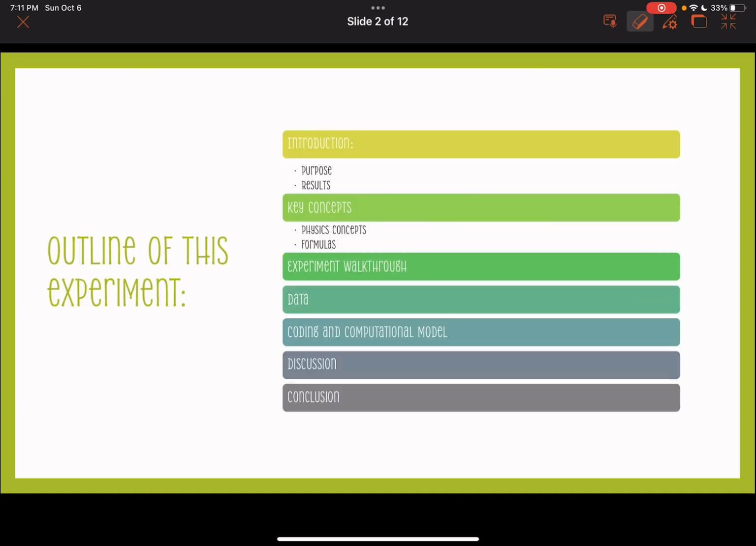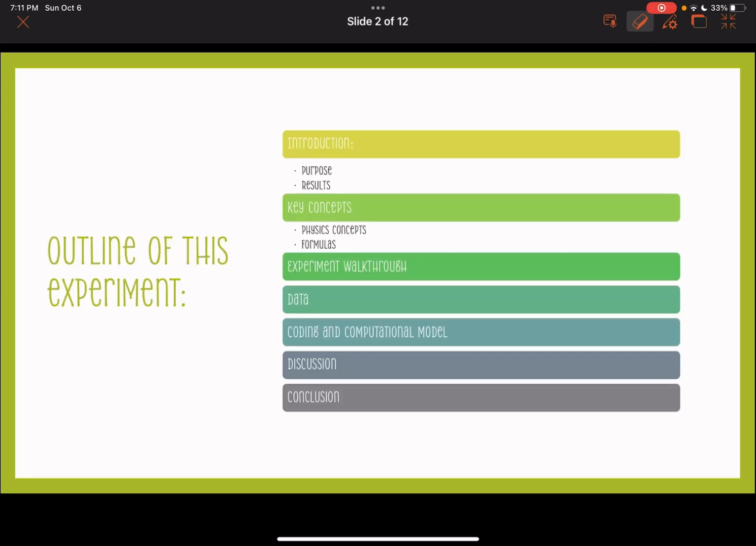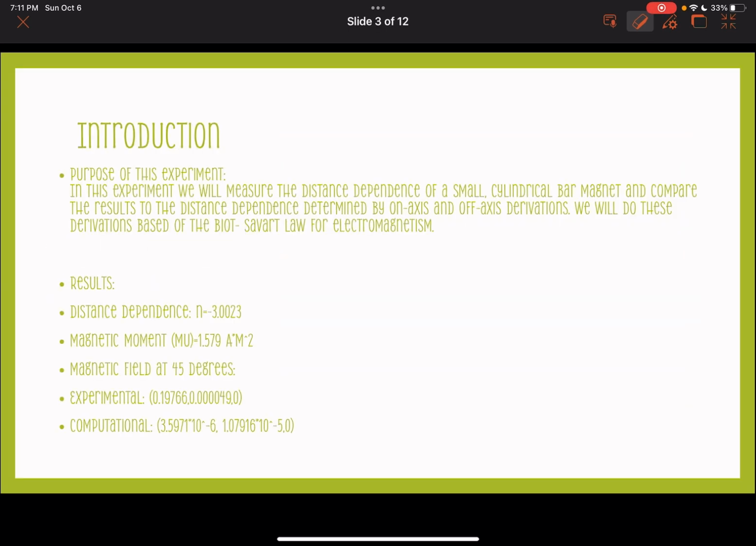So this is the outline of our experiment. The purpose of this experiment was to measure the distance dependence of a small cylindrical bar magnet and compare the results to the distance dependence determined by on-axis and off-axis derivations. We will also do these derivations based on the Biot-Savart law for electromagnetism. These are our results that I will discuss in a little bit.